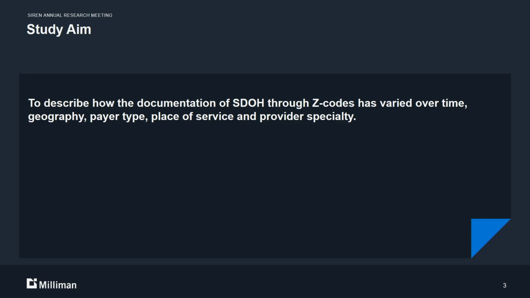So the study aim here was to describe how the documentation of social determinants of health through Z codes has varied over time: geography, payer type, place of service, provider specialty. We also have demographic information and can look at many of these things by one another. And like I said, we'll be looking at a subset of these.